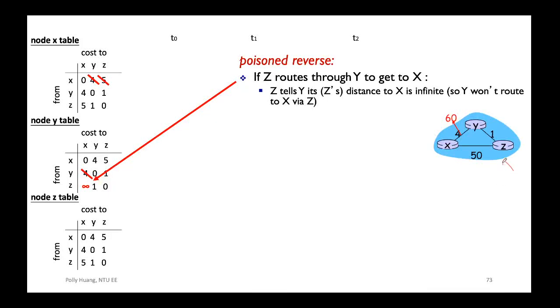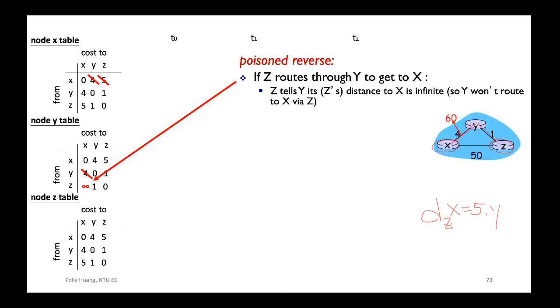Let's use the same example to illustrate how Poisson reverse works. So taking one step back, before we have the link cost change, Z here will discover a shortest path to X this way: Z, Y, X. So the shortest distance from Z to X is 5, and the next hop router is Y.